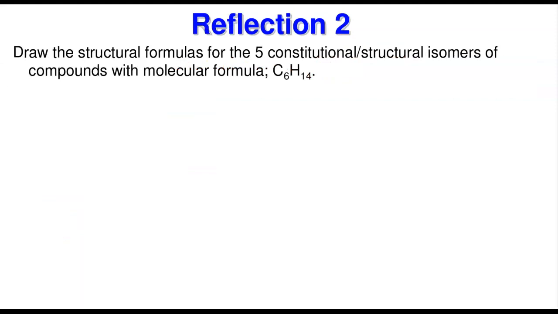Now here it says, draw the structural formulas for the 5 constitutional or structural isomers of a compound with this. One thing you have to bear in mind is that carbon in every drawing must satisfy the 4 bonds. Just have that at the back of your mind. You must have 4 bonds around it, or you can say 8 electrons around it. So let's start. The first thing I'm going to do is draw a continuous chain.